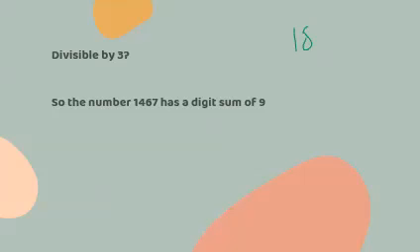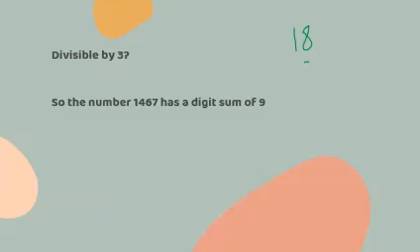So if you have the number 1467, if you add 1 plus 4, it's 5. 5 plus 6, it's 11. 11 plus 7, it's 18. So you got two digits, so you need to find the sum again.